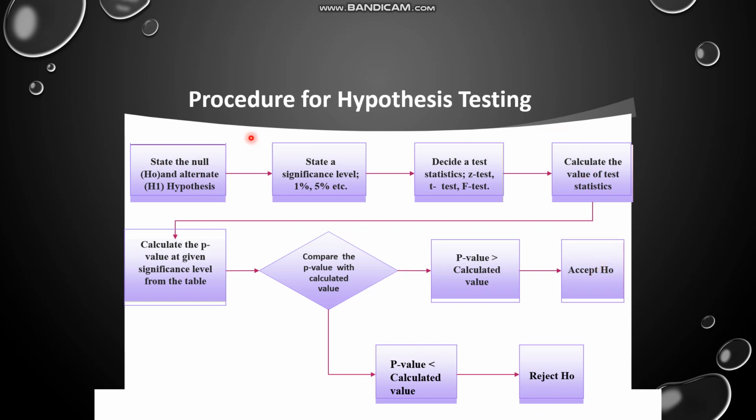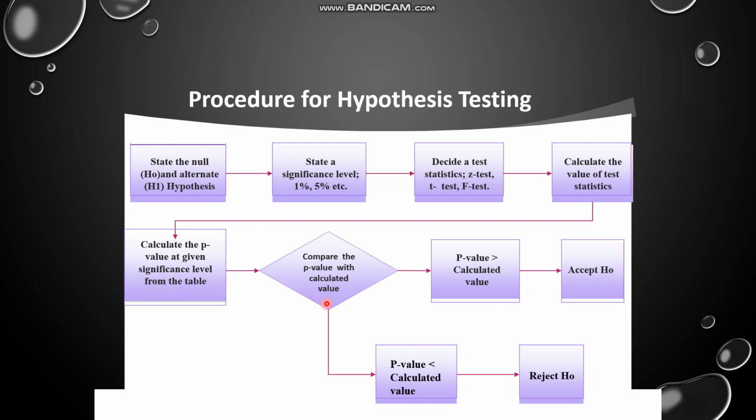Now next is the procedure for hypothesis testing. The first step is to state the null hypothesis and alternative hypothesis. Next step, we state the significance and select the significance level, whether it is 1% or 5%. The next step is to decide a test, for example whether we will go for T test, F test or Z test, etc. Next step is to calculate the value of test statistics.